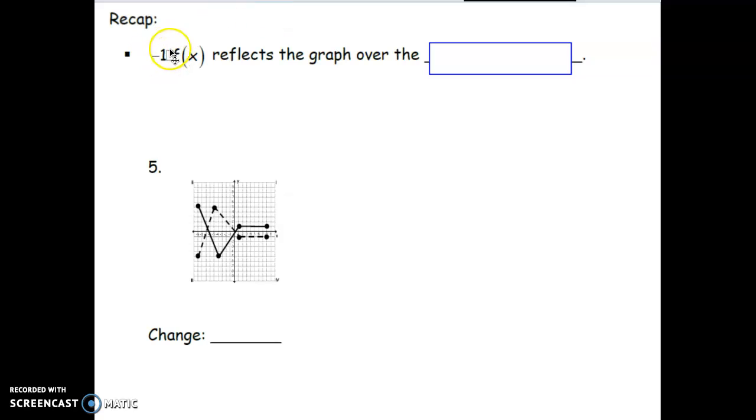And then the last one, this little box should not be there. It just should say -1 times f of x. That reflects the graph over the x-axis, right? Everything that was positive becomes negative, and everything that was negative becomes positive.